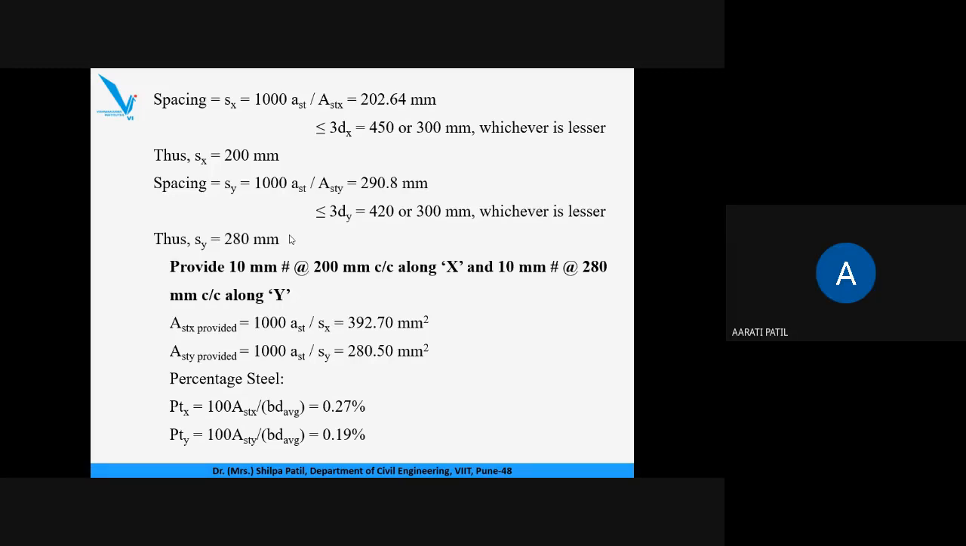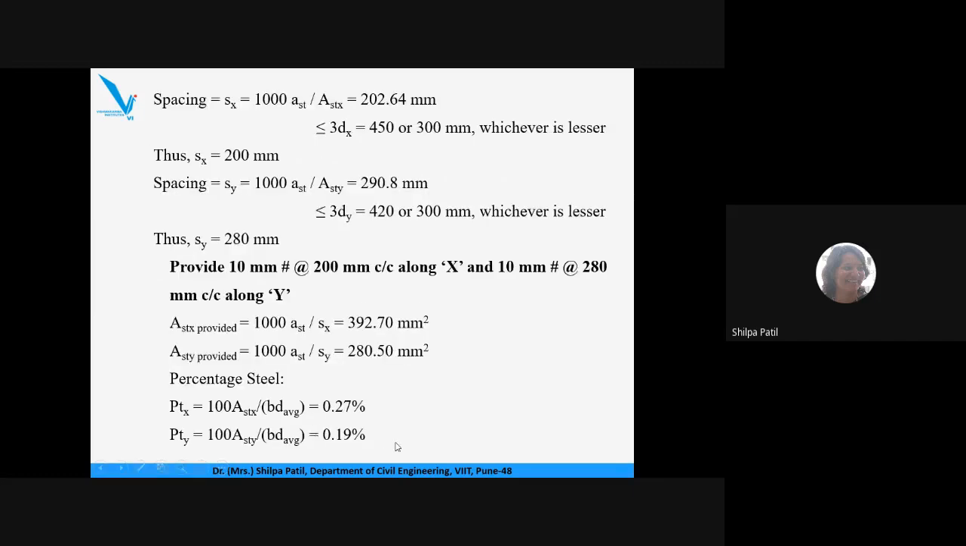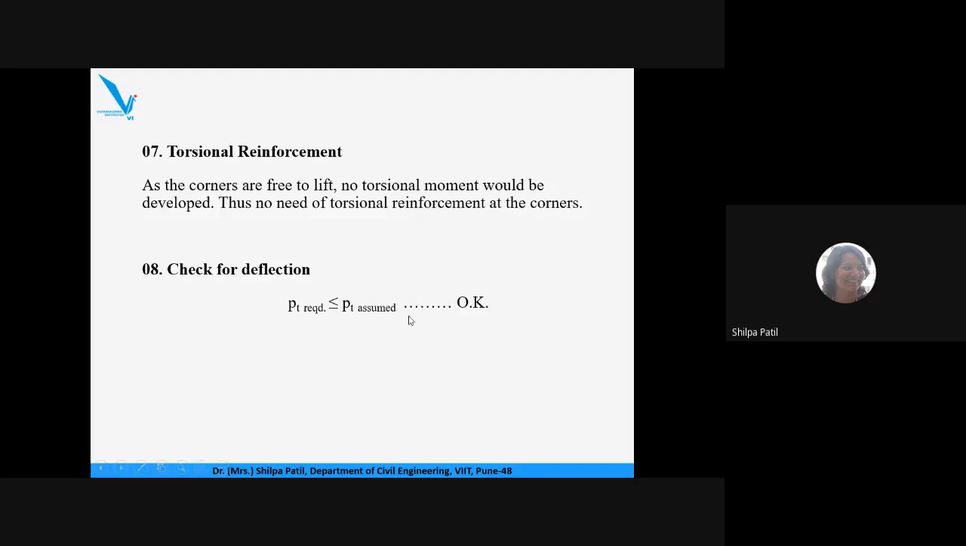Yes, ma'am. Okay. Now once we finalize the spacing, we have to find out the provided area of the steel, because in this formula, as we change the spacing, this value will also change. So find out the Ast provided along X and Y direction. Find out the corresponding percentage steel also, because this is required to have a check for deflection, which is immediately there in the next step. We calculate the percentage steel provided and compare it with the assumed one. We had initially assumed it as 0.35 and the values coming are 0.27 and 0.19. So this is perfectly safe.